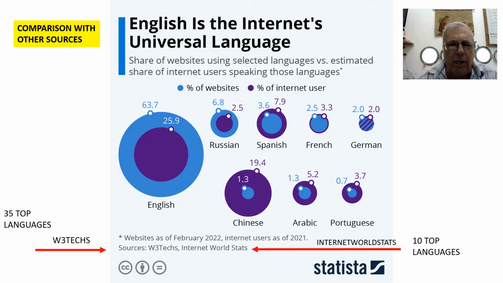For instance, for English, 26% of connected speakers of the internet are English speakers, and 63% of the contents, versus 1.3% of the content for Chinese, in spite of having almost 20% of connected speakers.